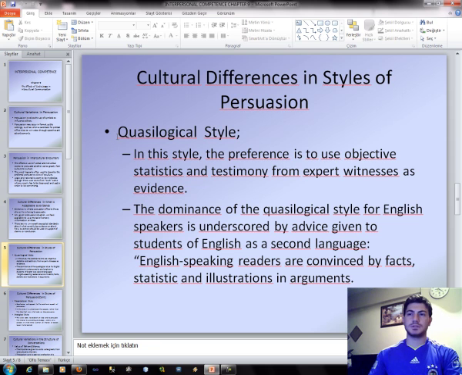First of all, quasi-logical style. In this style, the preference is to use objective statistics and testimony from expert witnesses as evidence. The dominance of the quasi-logical style for English speakers is underscored by advice given to students of English as a second language. English-speaking readers are convinced by facts, statistics, and illustrations in arguments.